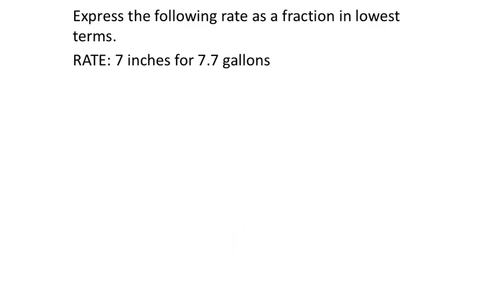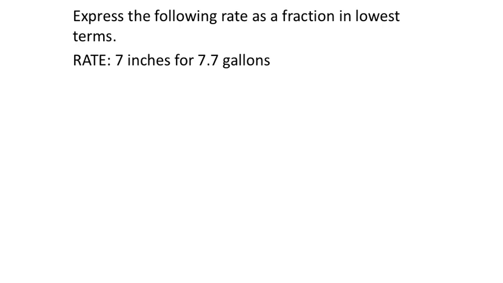Express the following rate as a fraction in lowest terms. We got, oh, okay, so it's already given us a rate. This is the rate, 7 inches for 7.7 gallons. This is not like the last problem where we're expecting this to be shown two separate and different times. So this one, we're gonna have to keep the numbers where they are. Try this one out though, and then we'll go over it.